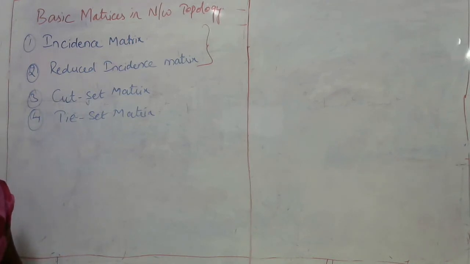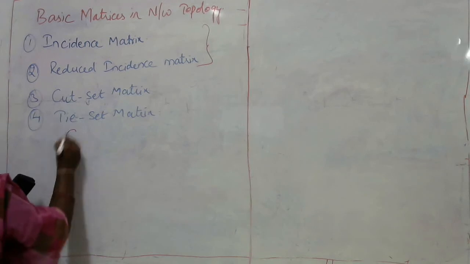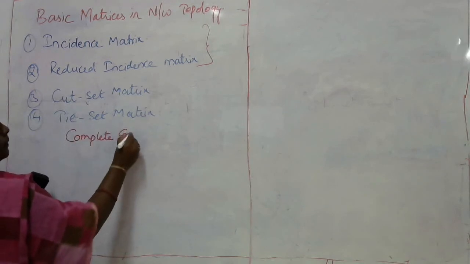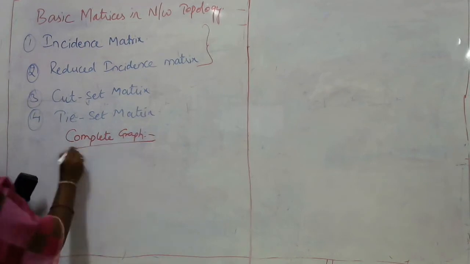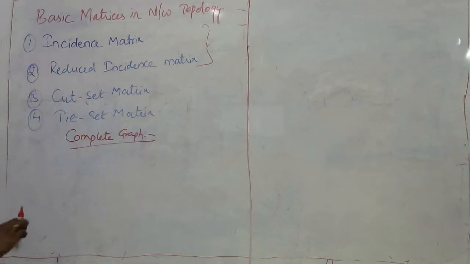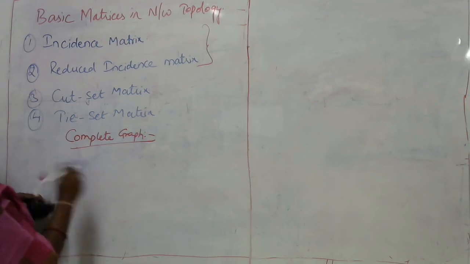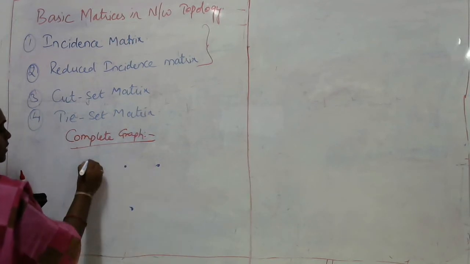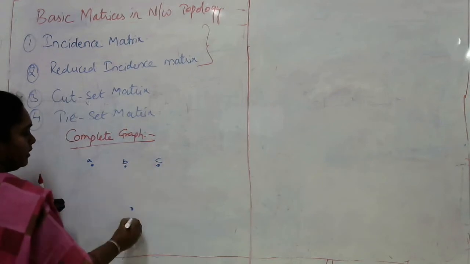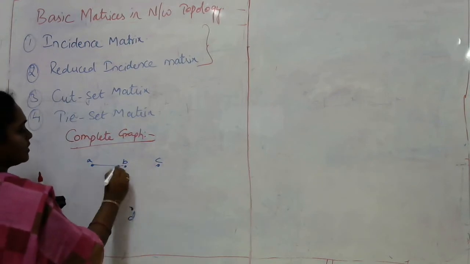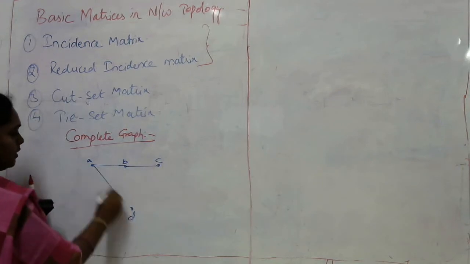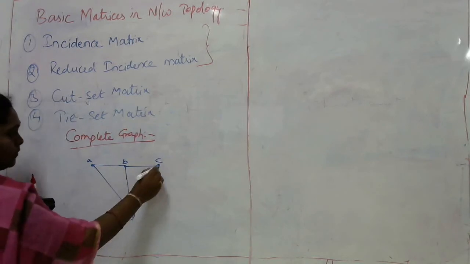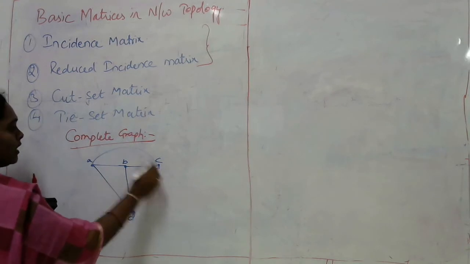So before going for that, let us see what is meant by a complete graph and what is meant by an incomplete graph. Let me take an example of a graph which consists of four nodes A, B, C and D. So here this is A, B, C, D. And there are six branches: A to B, B to C, A to D, B to D, C to D as well as A to C.